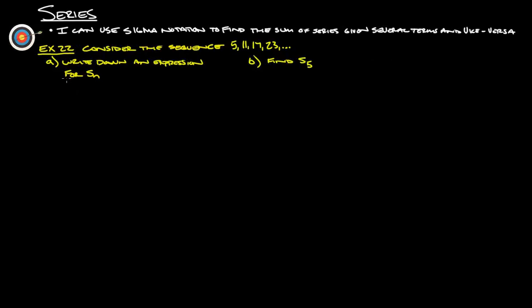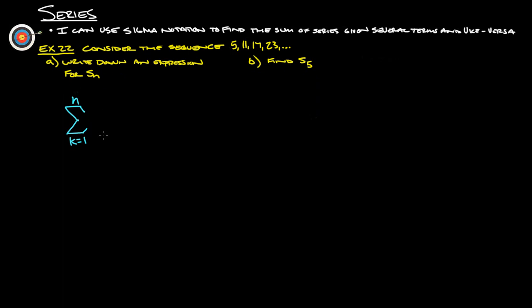Okay, let's take a look at example 22 here. Consider the sequence 5, 11, 17, 23, and so forth. Write down an expression for s of n, and then find s of 5. So one way we can obviously do this is with the sigma notation that we have been going over. We write our sigma here. We do k equals 1, so we'll start with the first term. And we're writing down an expression for s of n, not for any particular s of 5 just yet, so that means we're going to go up to n, and then we'll plug in a number for that later on.